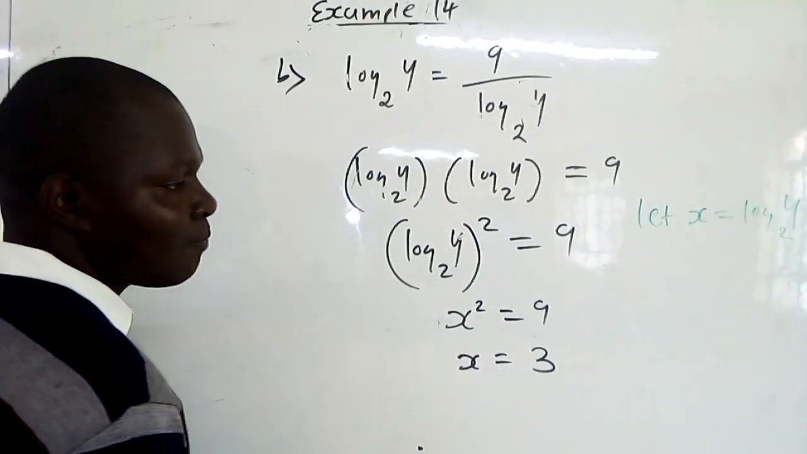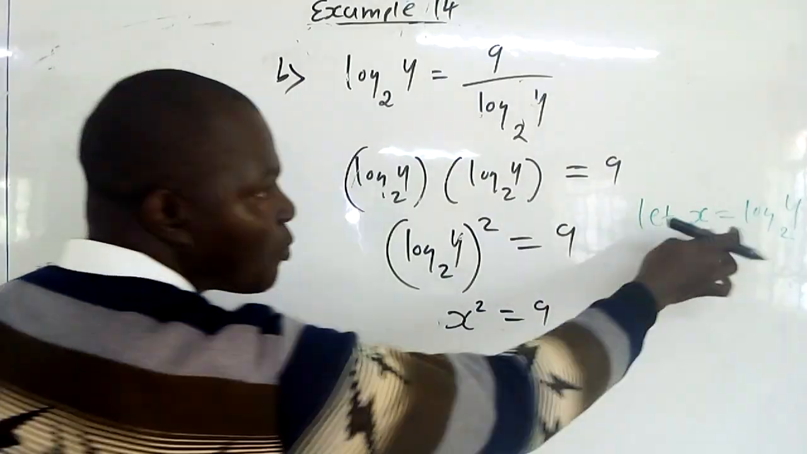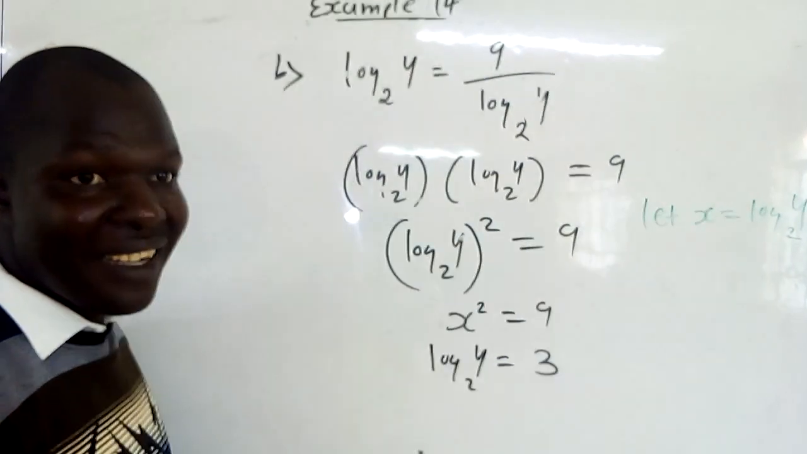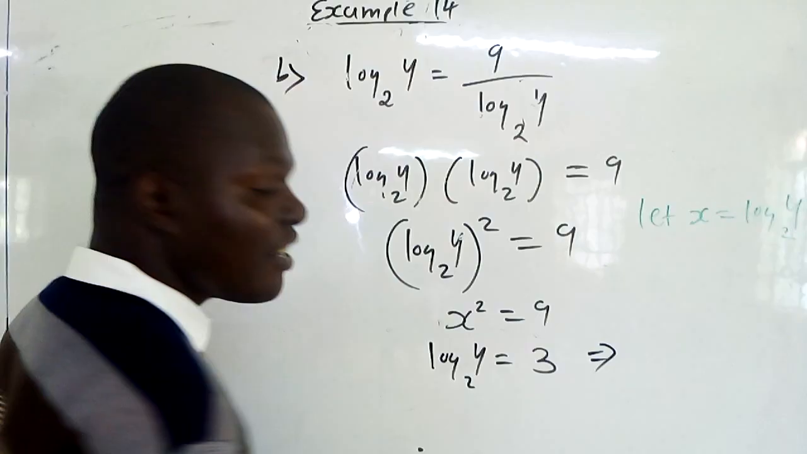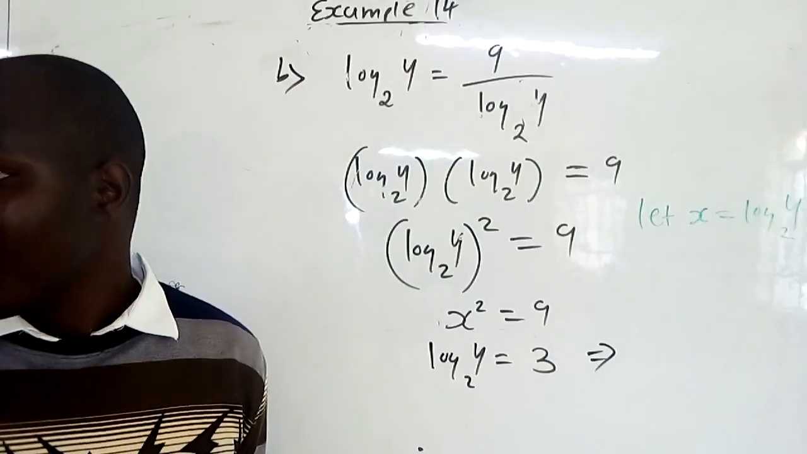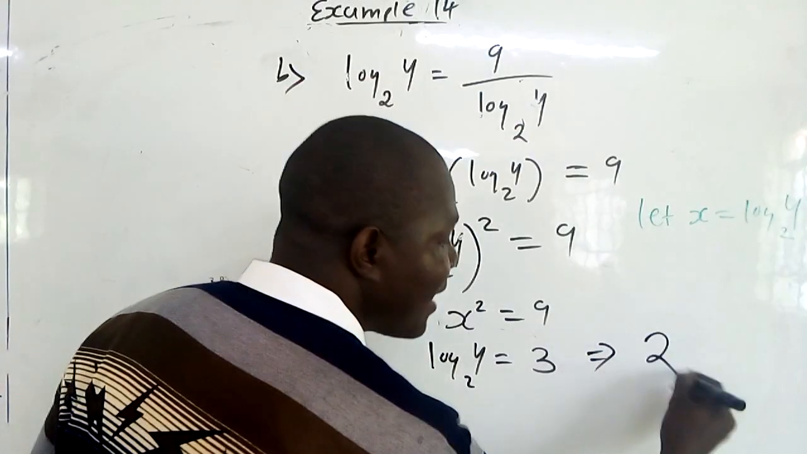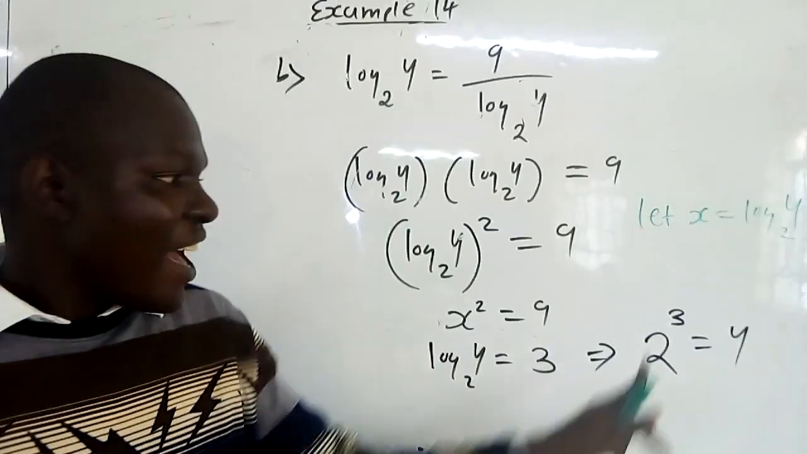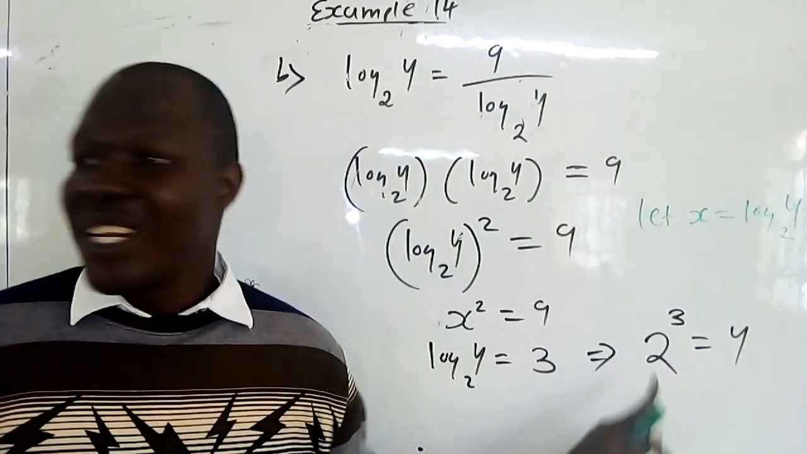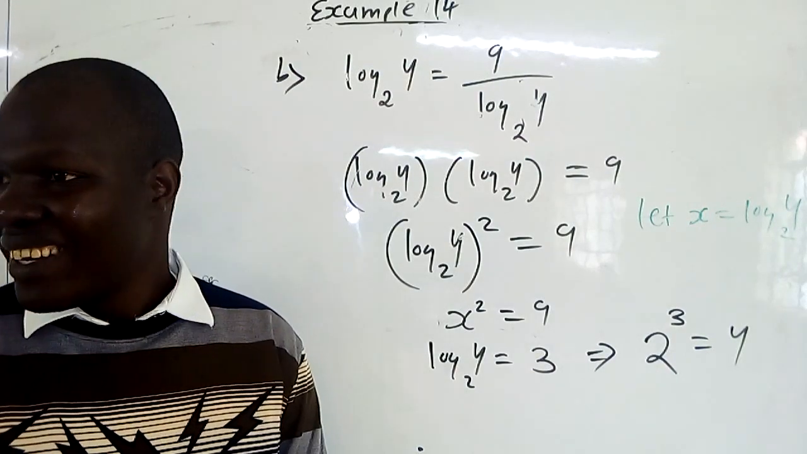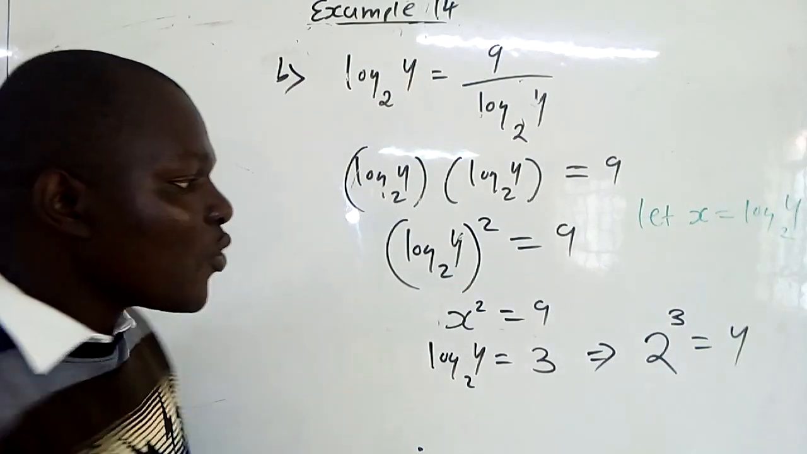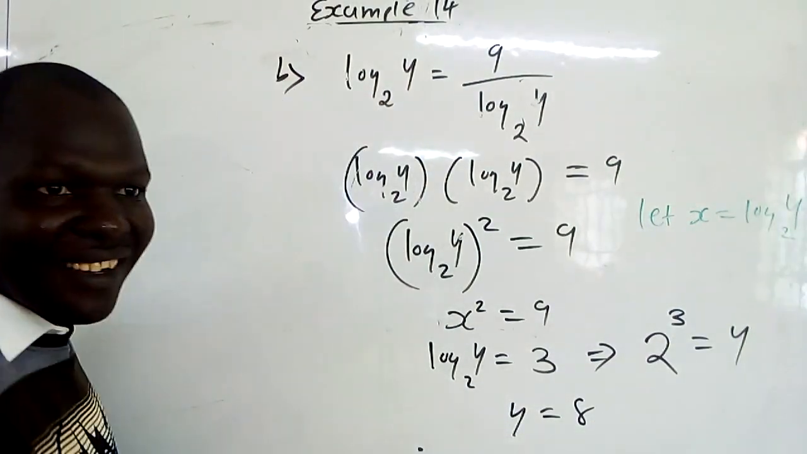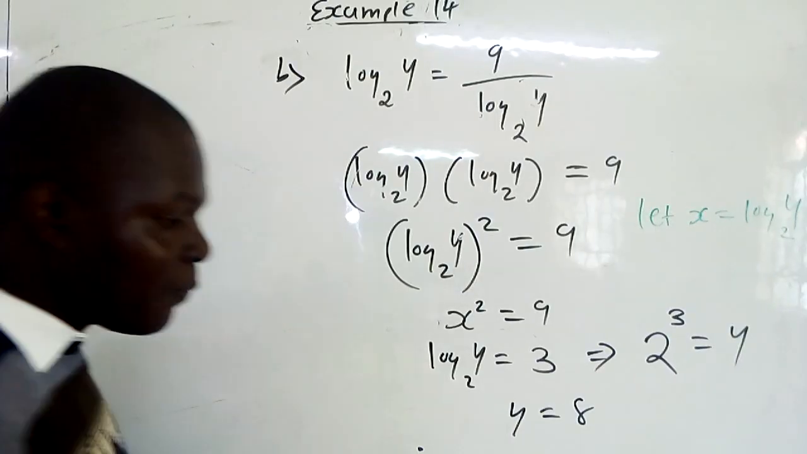So when x is 3, where there is x, you put the value of x. What is the value of x? Where there is x, put the value of x. X is the same as log y to base 2. See, you now solve this using the definition of logarithm. The base is 2, the index is 3, the corresponding number is y. The index is the logarithm of the corresponding number to base 2. See there? So you get y is equal to 8, 2 cubed is 8. Y is equal to 8.